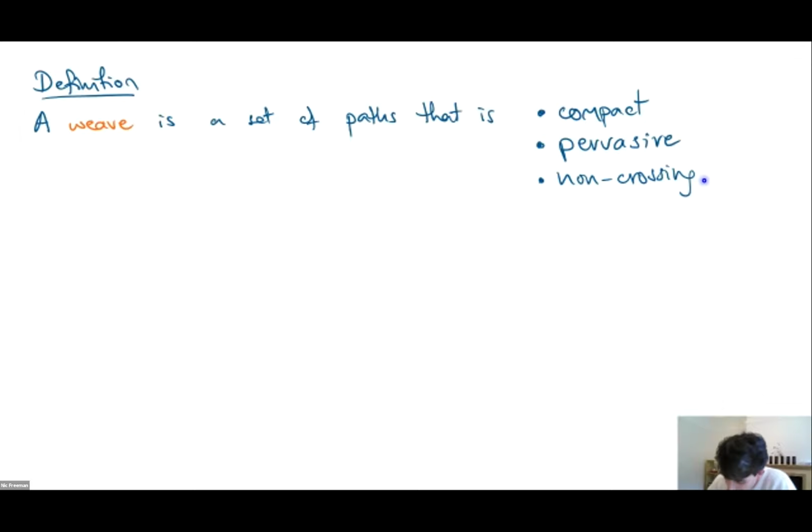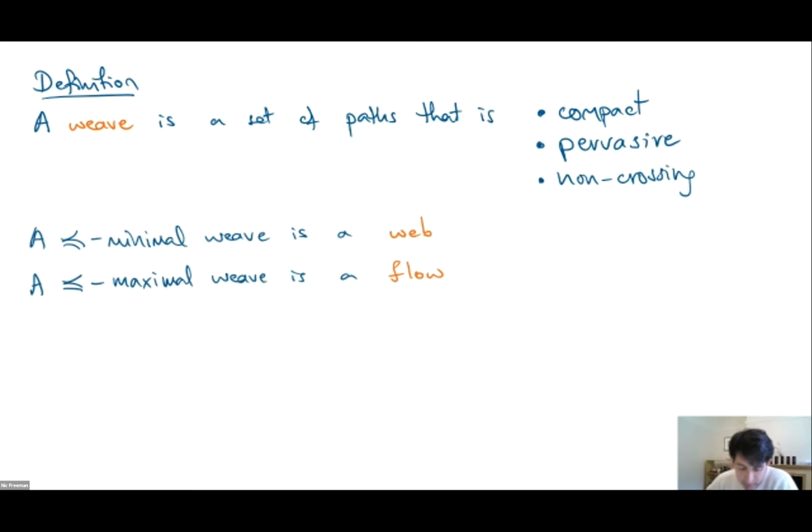There are two particular kinds of weave that I'm interested in. And I have here a definition of a web, which is a generalization of the idea of a web, which you might be familiar with. So a weave is said to be a web if it's minimal in the partial order I just introduced. And it's said to be a flow if it's maximal in the partial order. Okay, so I'm slightly expropriating the definition of the word flow here. It has a classical meaning, which I don't want to use. I don't think it's the right sort of word. You'll see why in a moment. A flow is a maximal weave.